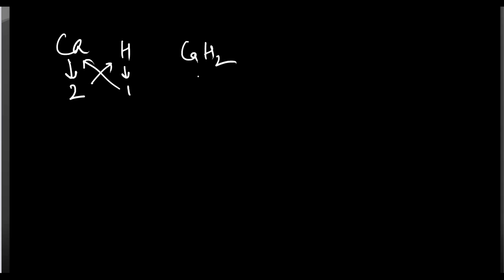If it is calcium hydride, calcium has valency 2 and hydride has -1 valency. Cross multiplied, it will be CaH2. Got my point? Magnesium hydride, calcium hydride.